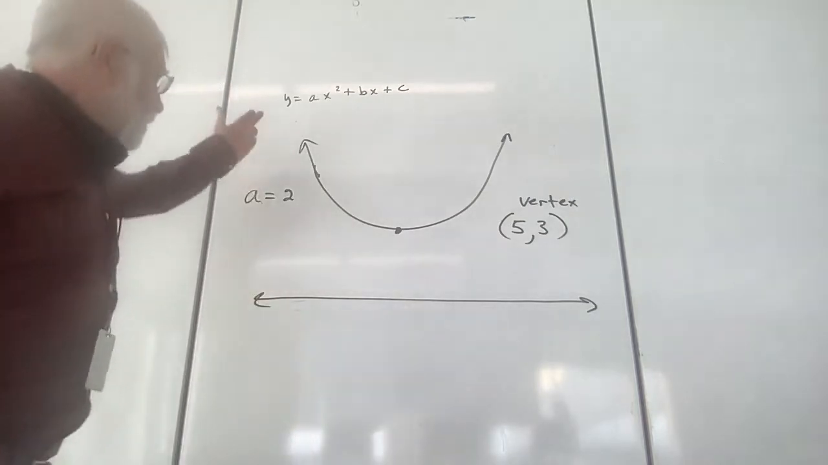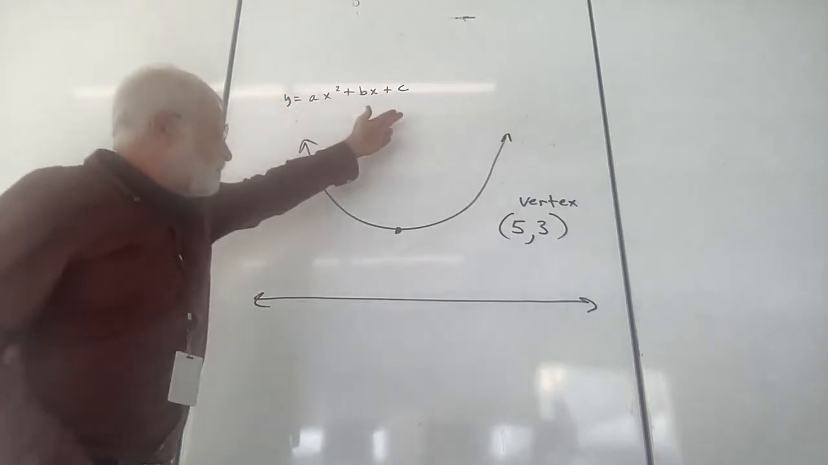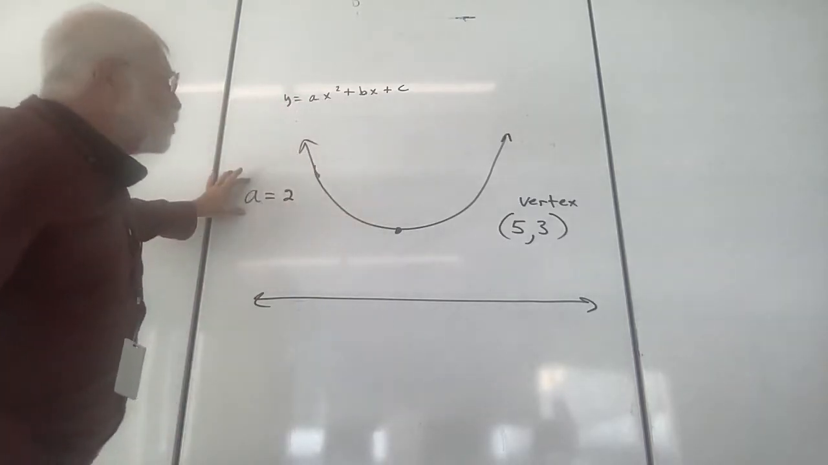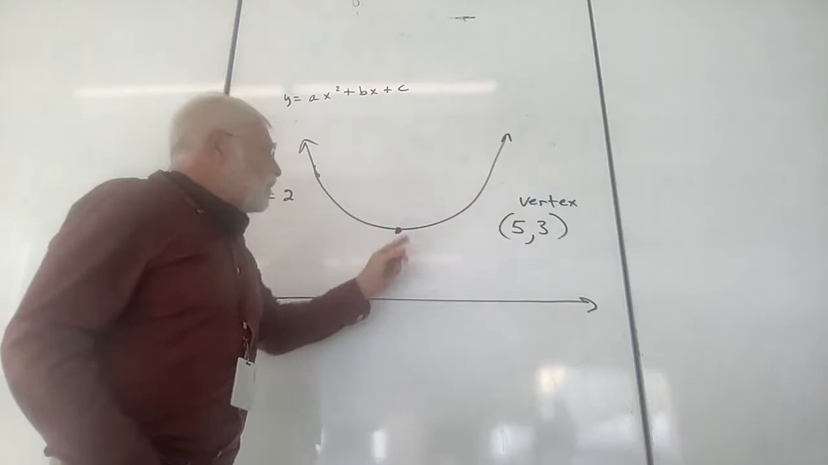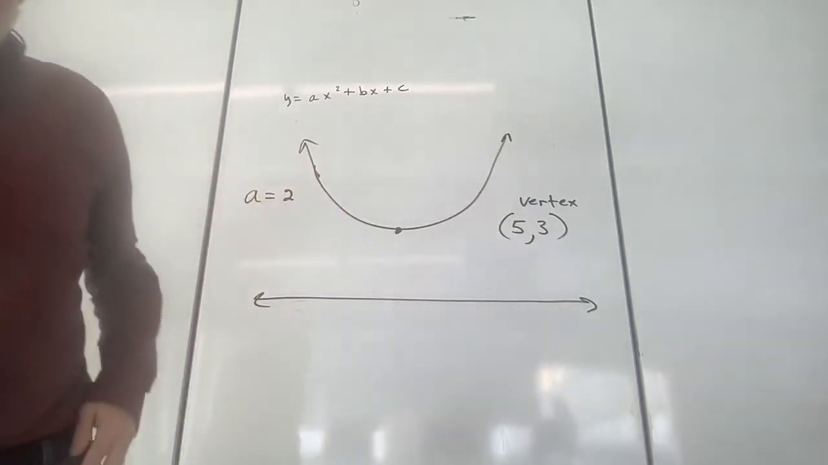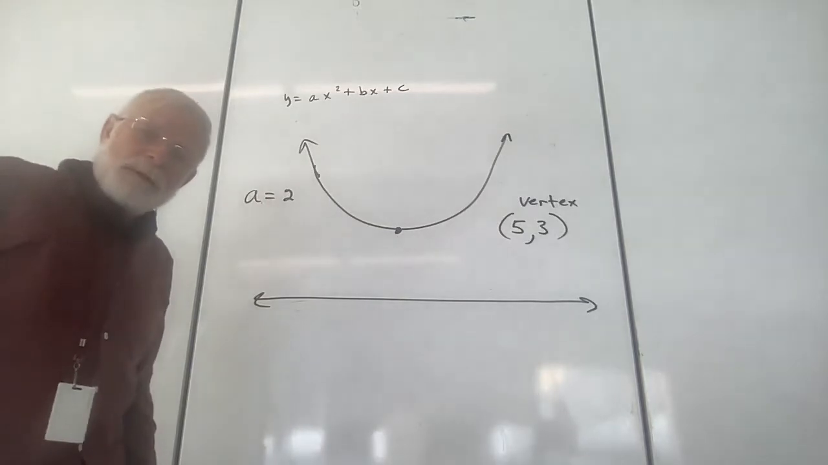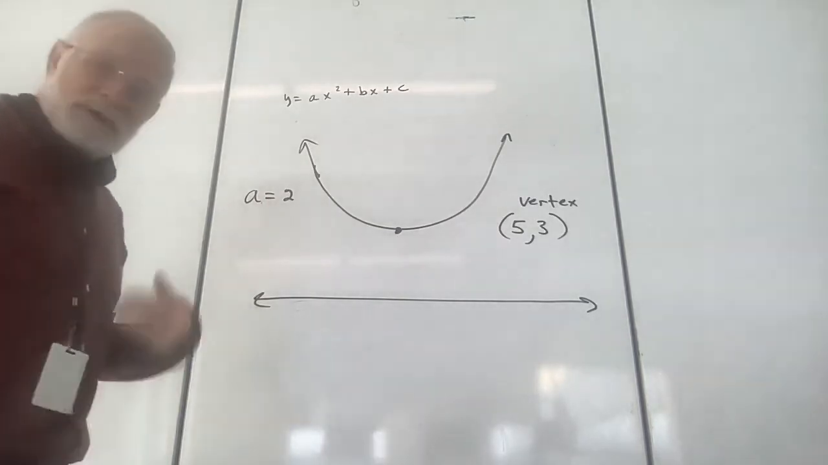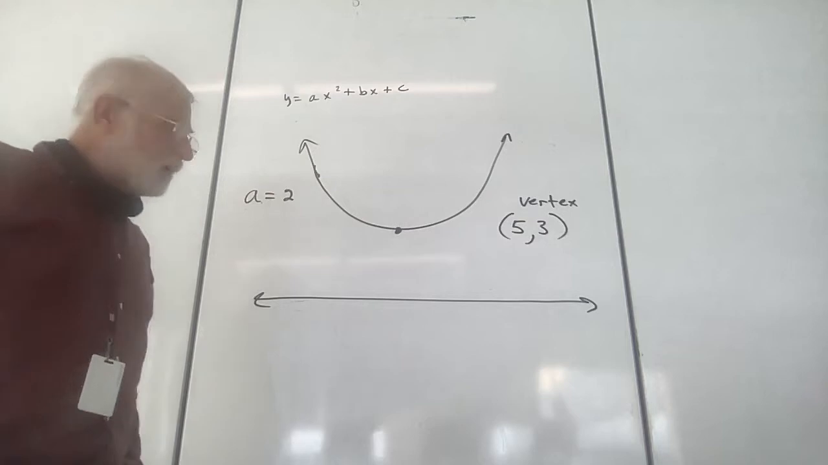All right, so you got a quadratic, ax squared plus bx plus c. The a term is 2. The vertex is (5, 3). Can you tell me the roots? So pause, think about it, and then we'll talk about it. I'm just going to keep going. So you pause the video.